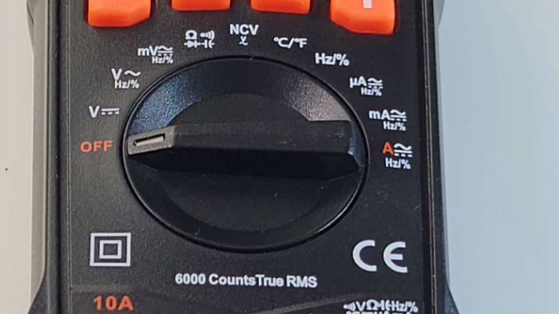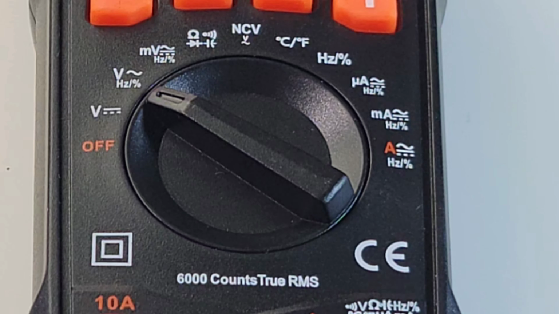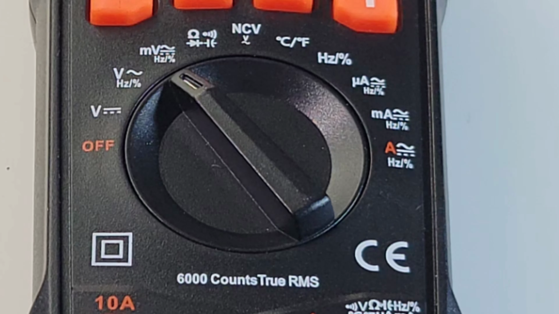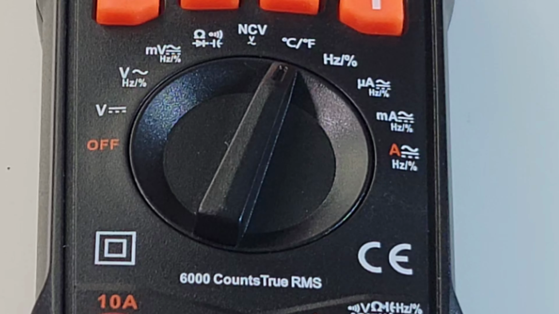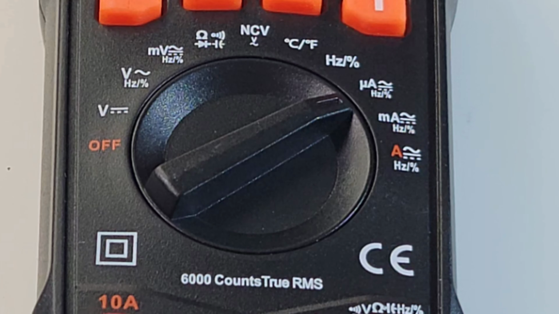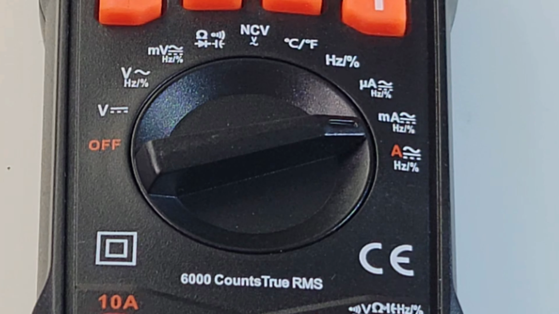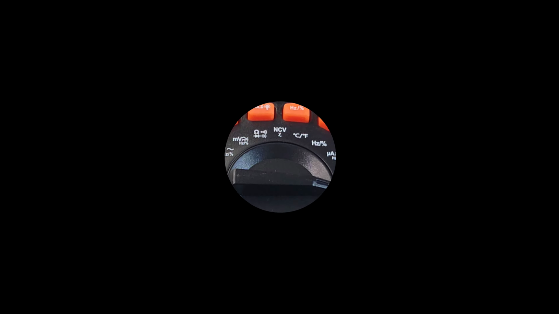Take a quick look now at that selector switch, starting at the 9 o'clock or off position. Volts DC, up to 600 volts. Volts AC, up to 600 volts, including frequency and duty cycle. Millivolts AC-DC. Resistance, continuity, diode and capacitance. Non-contact voltage. Temperature in both Celsius and Fahrenheit. Frequency and duty cycle. Microamps AC-DC, including frequency. Milliamps AC-DC, including frequency. Finally, high current amps AC-DC.